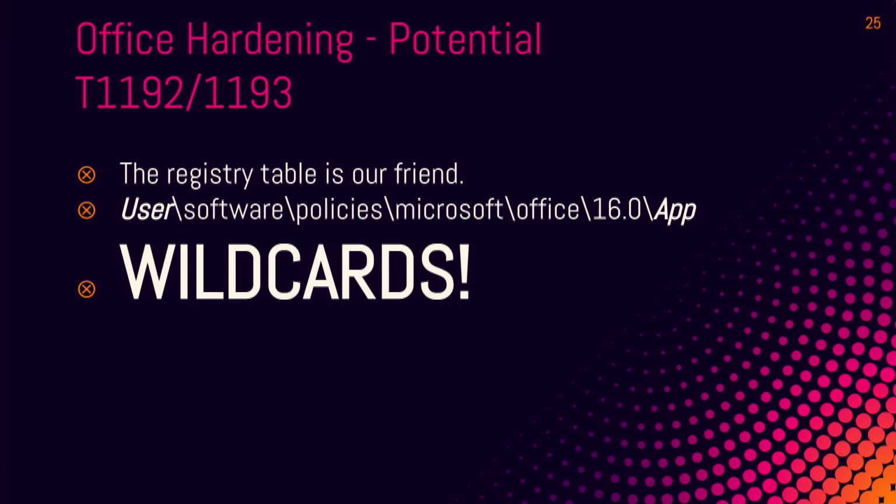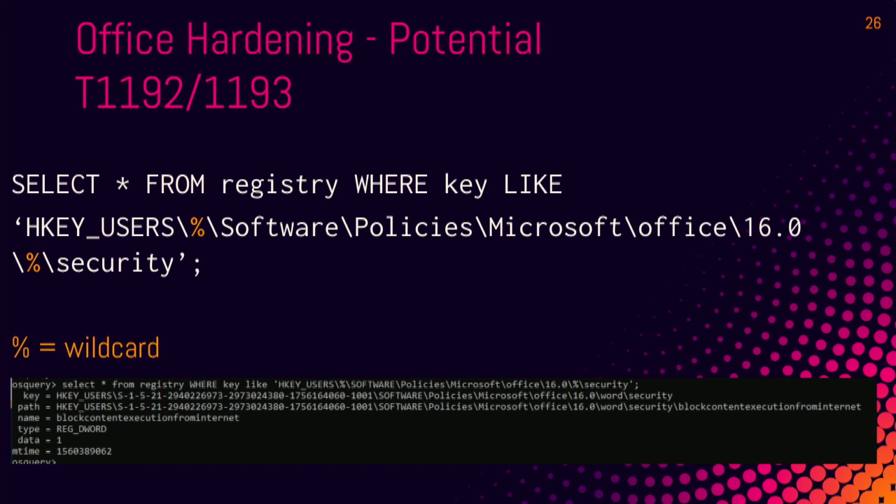The great thing with Osquery is you can do globbing, you can use wildcards, and you can recursively look at these registry keys to find what you're looking for without having to read a whole bunch of stuff and send that back to your centralized environment. So for example, if you select all from the registry where the key is like HKEY_USERS, wildcard, software policies, Microsoft Office 16, wildcard, security, that's going to tell you all the registry keys that are configured for all the users for Word, Excel, PowerPoint, and all of that, and you can grab that back.